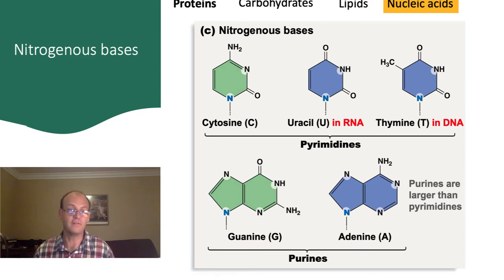Notice that there's a 5th base here. This is uracil, which is a pyrimidine, but it only exists in RNA, and it essentially takes the place of thymine, which exists in DNA, but not RNA.